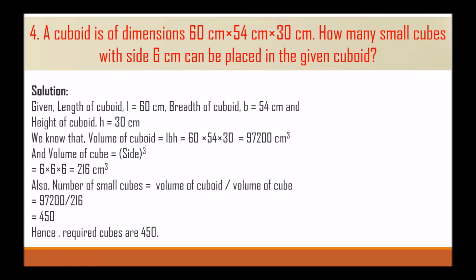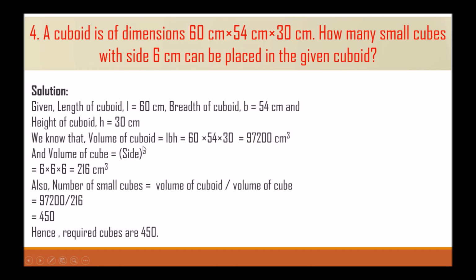A cuboid is of dimension 60 centimeter, 54 centimeter and 30 centimeter. How many small cubes with side 6 centimeter can be placed in the given cuboid? So length of the cuboid L is 60 centimeter, breadth is 54 centimeter and height is 30 centimeter.